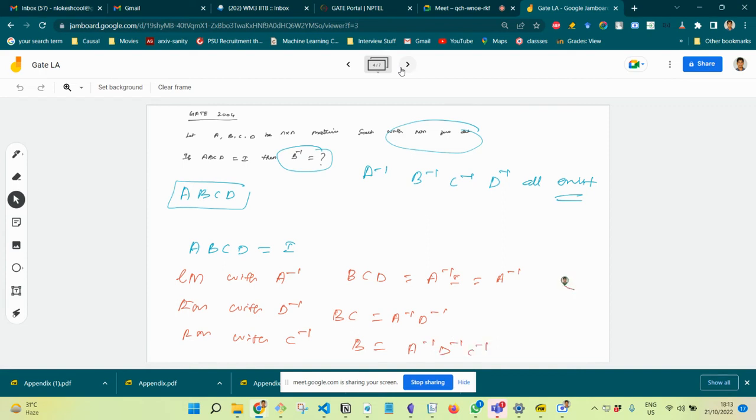Now because you want B inverse, it will be A inverse D inverse C inverse, the whole inverse. You know the inversion formula that AB the whole inverse equals B inverse A inverse, not A inverse B inverse. The order gets reversed. Now when you apply the same formula, you get B inverse equals C D A.